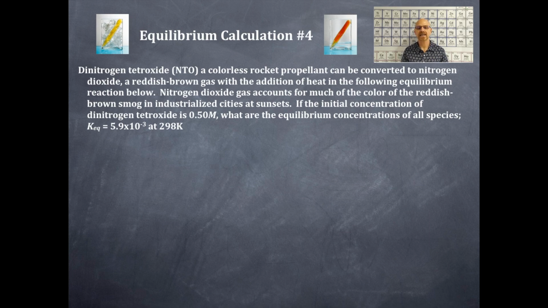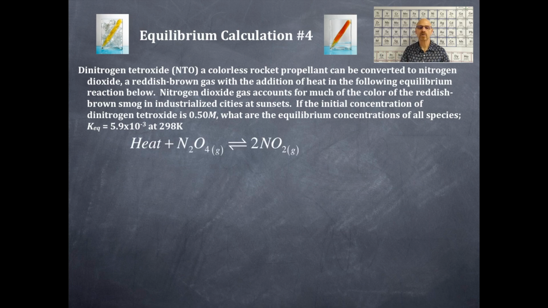Given that we have the Keq equal to 5.9 times 10 to the negative 3 at 298 Kelvin. That's 25 degrees Celsius, about room temperature. Now, one of the questions is: is this reactant or product favored with that Keq? Since that exponent is negative, negative 3, this reaction is reactant favored, as written, at 25 degrees Celsius, that's 298 Kelvin.